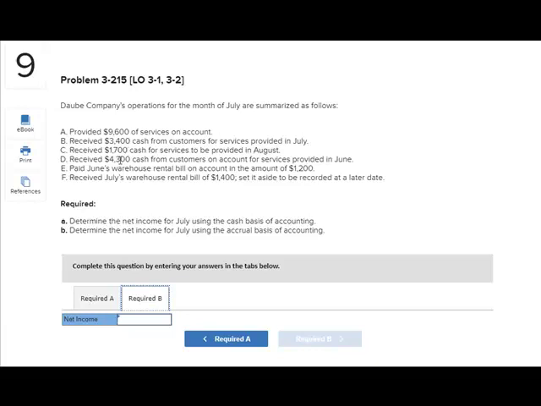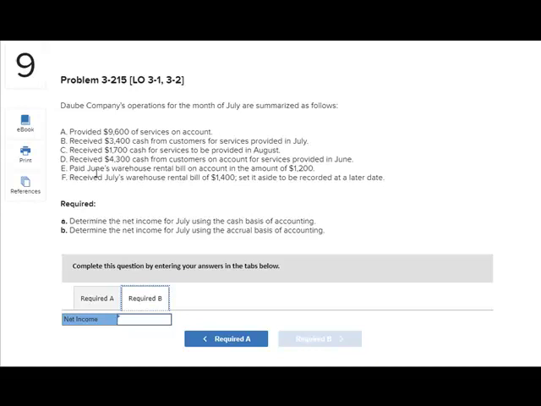And then this cash, we're getting the cash in July, but it was for services that we provided in June. And we would have recognized this amount as revenue in June back when we performed the services. So we don't want to double count it. We're not going to count it as revenue again in July.